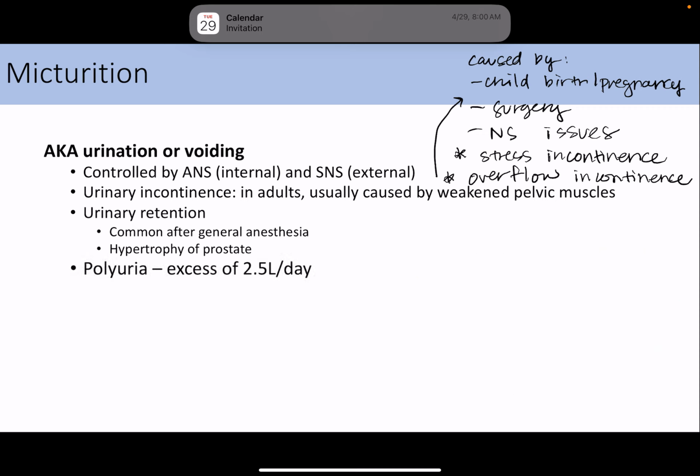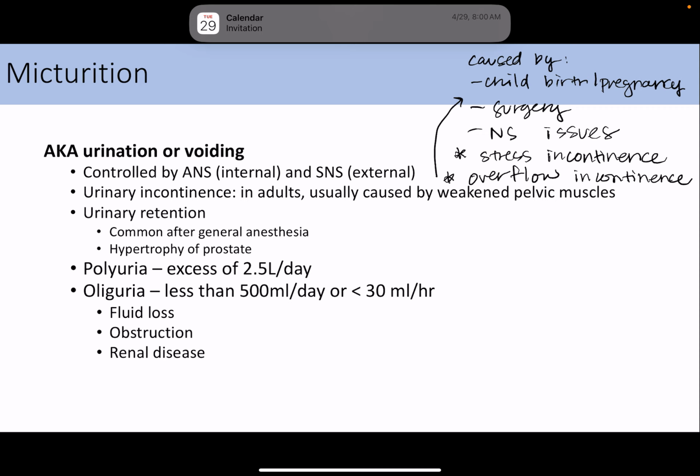Polyuria is where you urinate in excess of 2.5 liters a day. Oliguria is when you have less than 500 milliliters a day, or less than 30 milliliters in an hour. This could be due to fluid loss, so you just don't have enough fluid to give, or an obstruction, or renal disease. If you stop urinating altogether, that's called anuria.